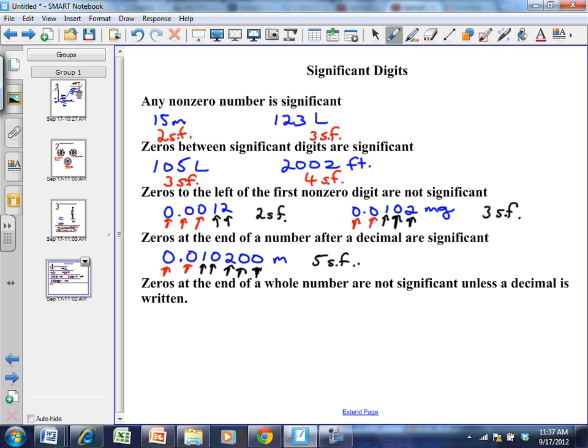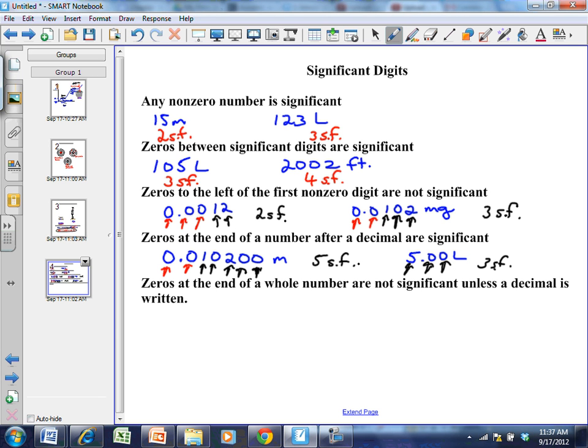Let's try another one, because this one usually starts to get people. So 5.00 liters, that has 3 significant digits. All of them are significant. And the reason is we have that significant digit, and then zeros at the end of the number after the decimal are significant, and zeros between are, they're all significant.